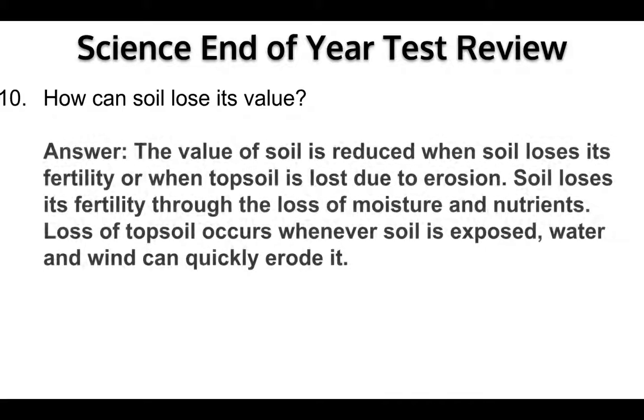How can soil lose its value? The value of soil is reduced when soil loses its fertility or when topsoil is lost due to erosion. Okay, soil loses fertility through the loss of moisture and nutrients. Loss of topsoil occurs whenever soil is exposed. Water and wind can quickly erode it. Okay, we're going to talk about this here in just a second.